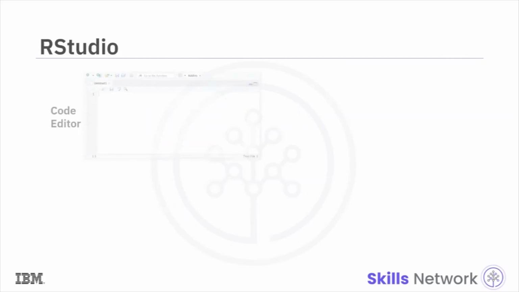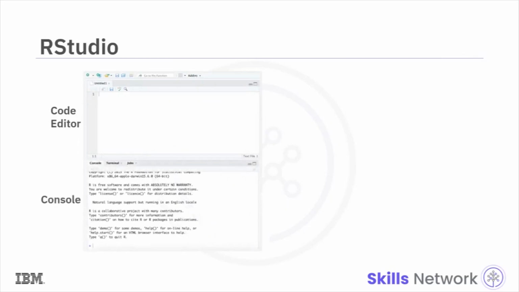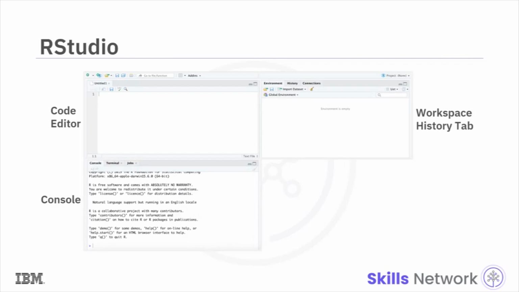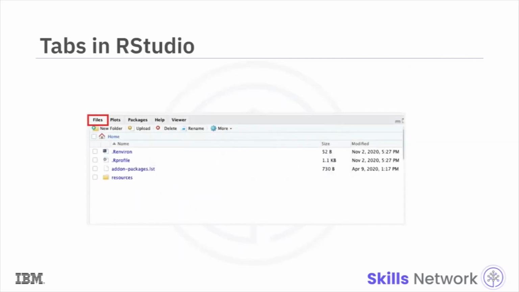RStudio includes a syntax highlighting editor that supports direct code execution and a place where you can keep a record of your work, a console for typing R commands, a workspace and history tab that shows the list of R objects you created during your R session and the history of all previous commands, and finally, files, plots, packages, and help tabs. The Files tab shows files in your working directory.